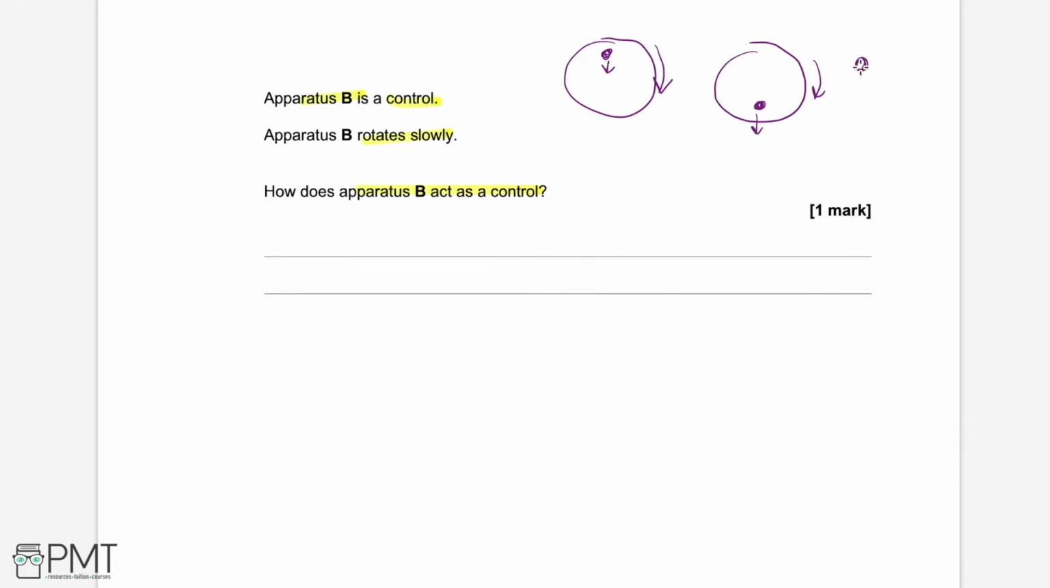Well, as the drum rotates, all sides of the bean experience the same amount of gravity. So, if we picture the bean, over time, gravity acts evenly on all sides. So this is how B acts as a control, so that we can see the effect of gravity acting from one side only on root growth.